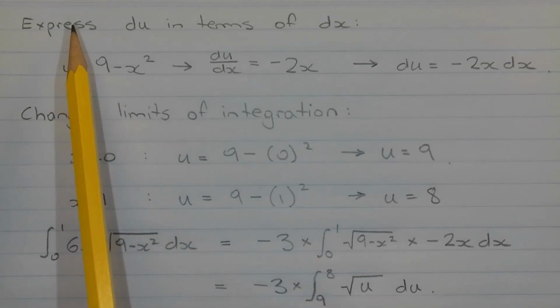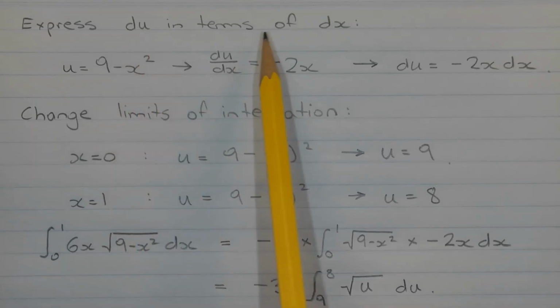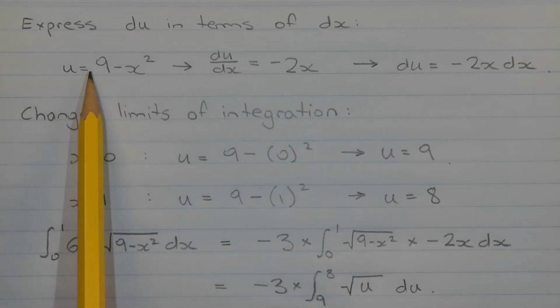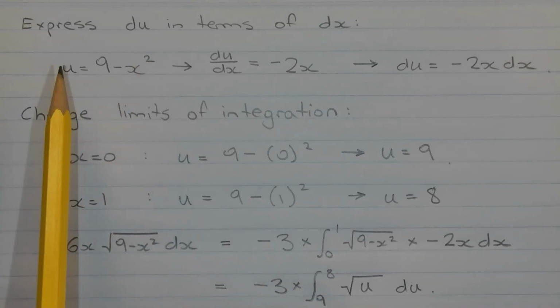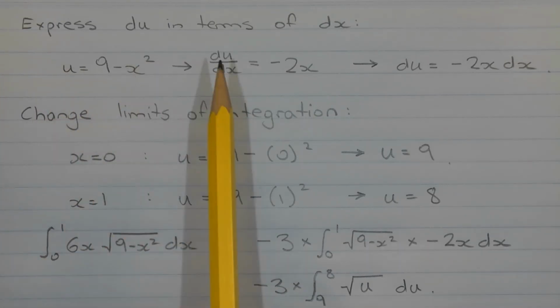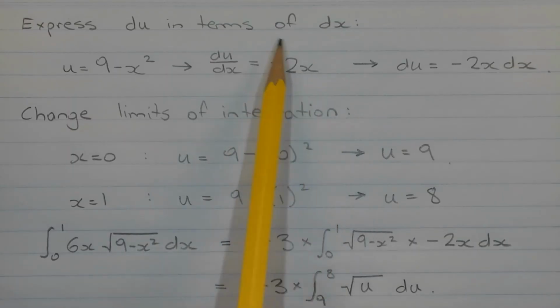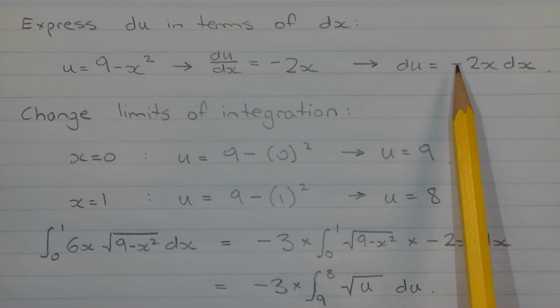We'll start by expressing the differential du in terms of the differential dx. Now, using the substitution u equals 9 minus x squared, we differentiate u with respect to x. So we get du/dx is equal to negative 2x. Rearranging this equation to make du the subject, we get du is equal to negative 2x dx.